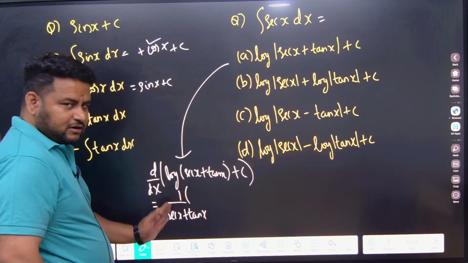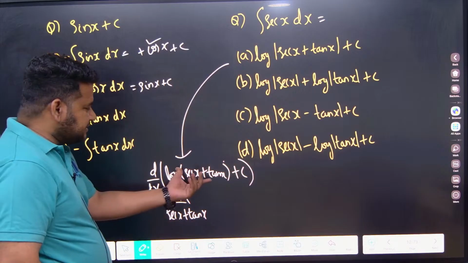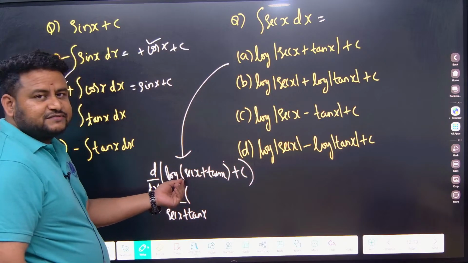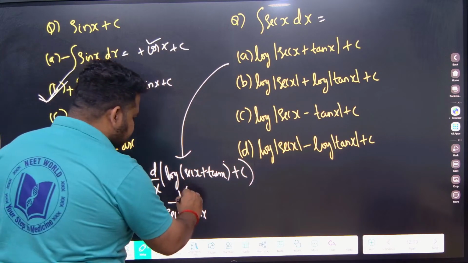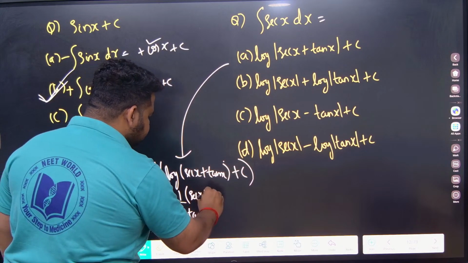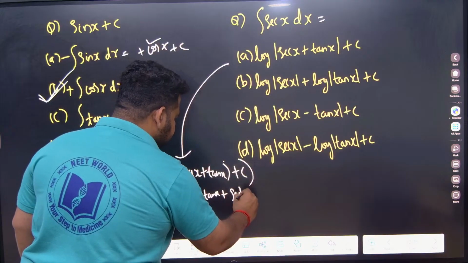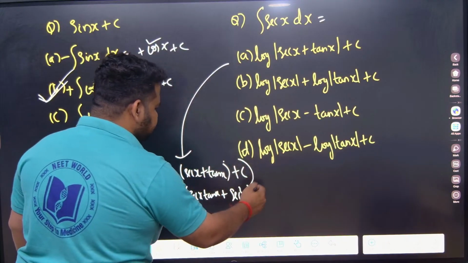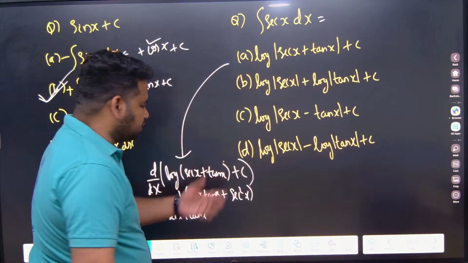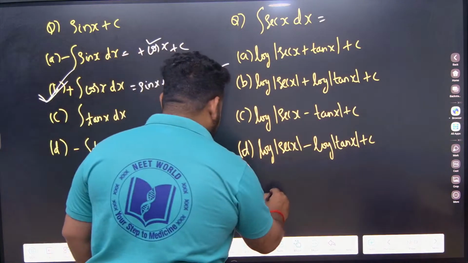I got 1 by something, but what about the inside? d by dx of secant x plus tan x. d by dx of secant x is secant x into tan x, and d by dx of tan x is secant square x. d by dx of c is 0 because a constant gives 0. Now I am left with this one.